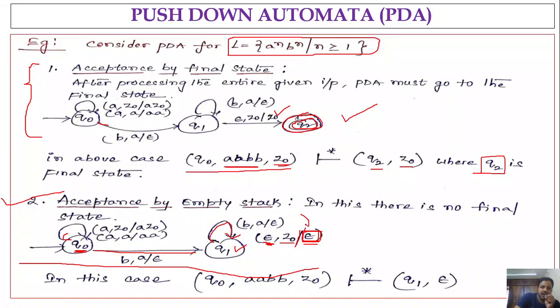Okay. So after processing the input, if your stack becomes empty, then the string is said to be accepted. Here in this case, we write the instantaneous description: Q naught comma AABB comma Z naught. In one or more steps you will get state Q1 and the stack will be epsilon, right? So irrespective of the state, if you get an empty stack on processing the given input, that input is said to be accepted.